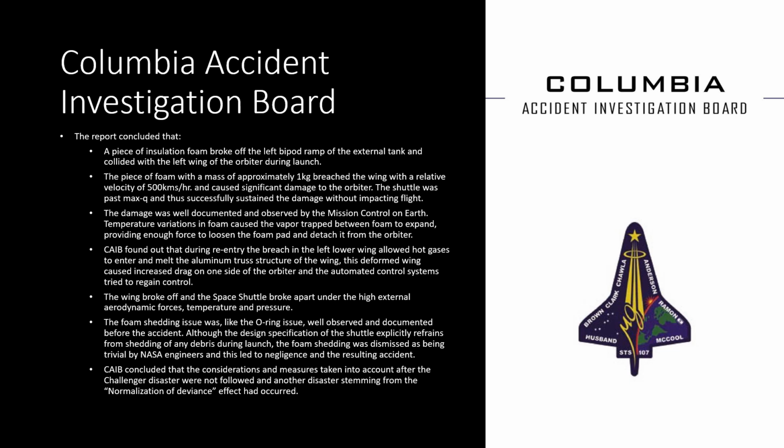The CAIB found that during re-entry, the breach in the left lower wing allowed hot gases to enter and melt the aluminum truss structure of the wing. The deformed wing caused increased drag on one side of the orbiter, and the automated control systems tried to regain control of the orbiter. The wing broke off and the Space Shuttle broke apart under the high external aerodynamic forces, temperature, and pressure.